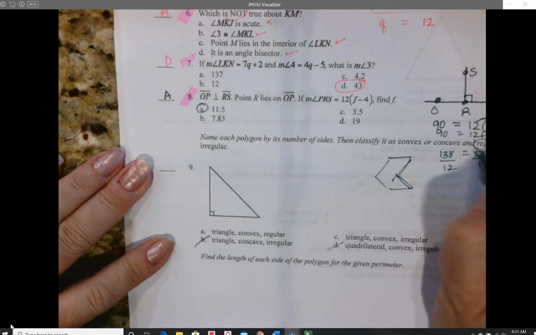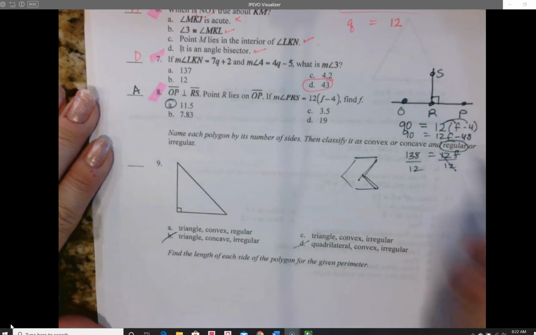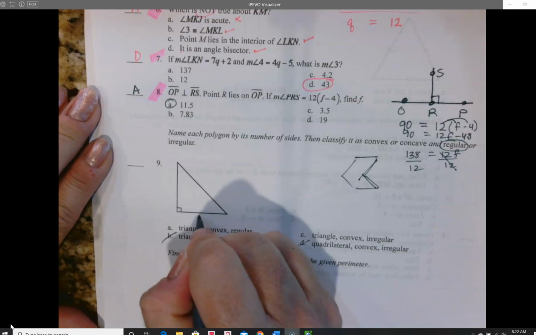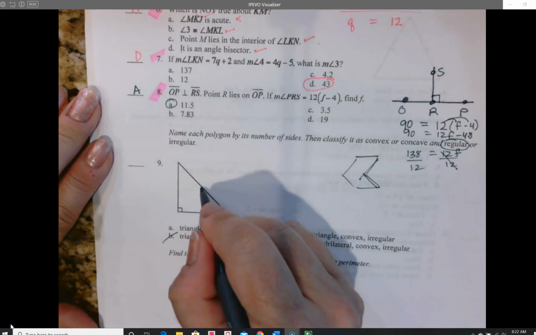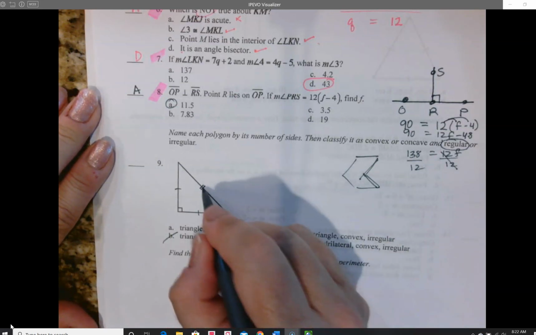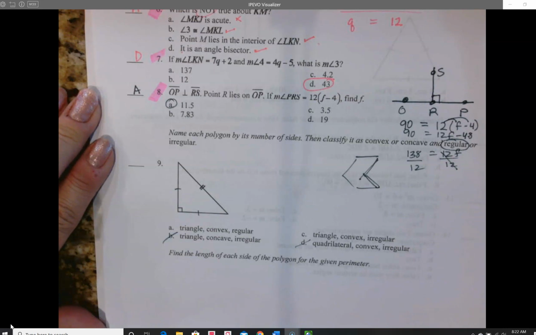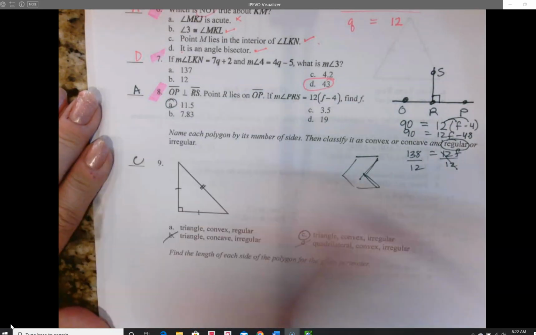And then the last choice is regular, and regular means that all the sides are equal in length. I know nothing is marked here, but with a right triangle, I have a hypotenuse, and even if I have two sides that are the same, the hypotenuse is always the longest side. So I know that I have one side that is longer than the others, so that is going to be irregular.